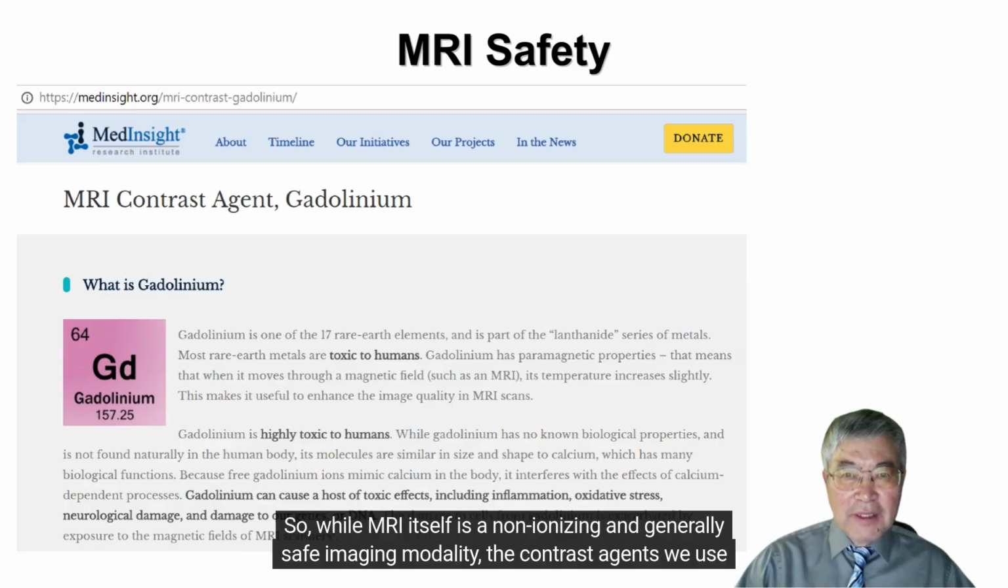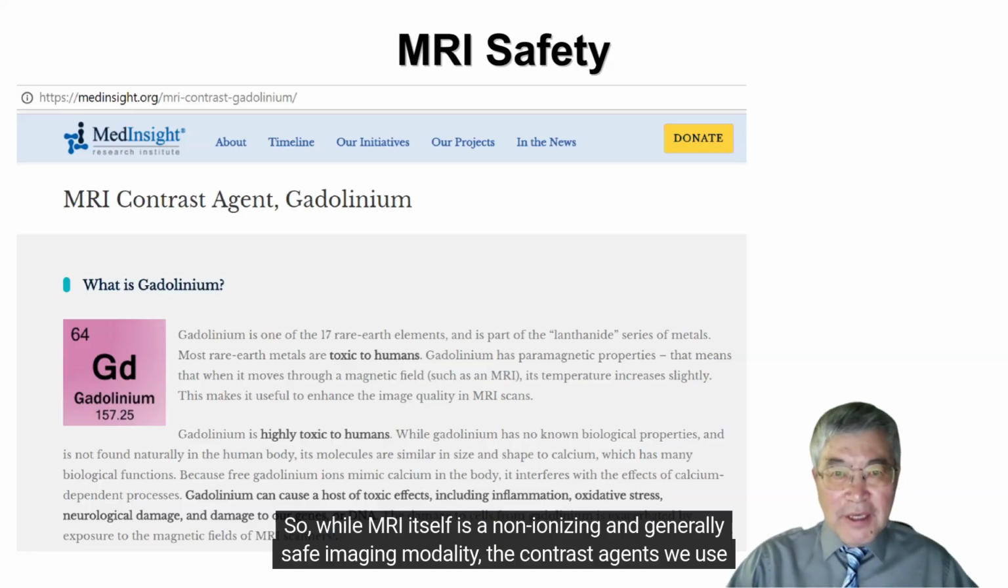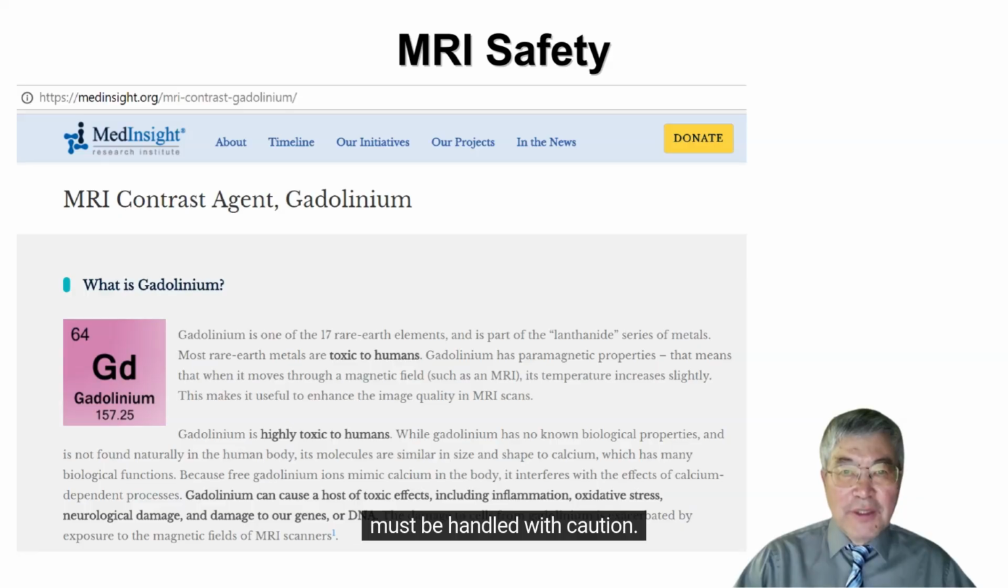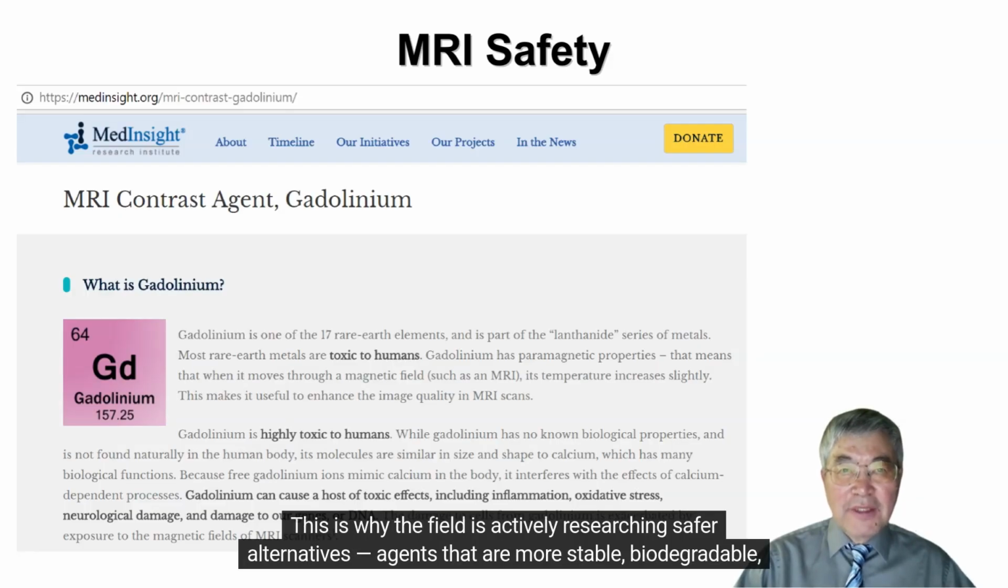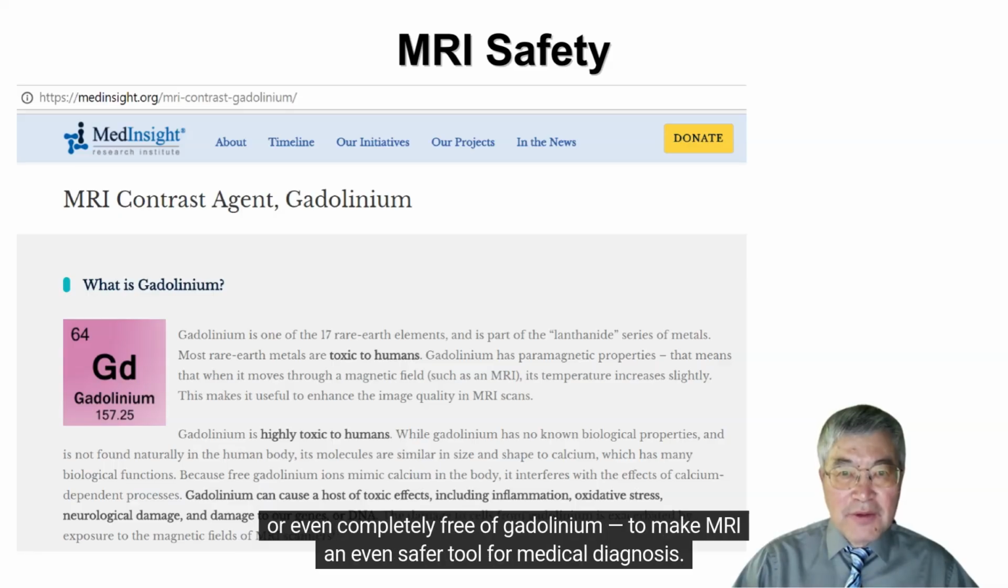So, while MRI itself is a non-ionizing and generally safe imaging modality, the contrast agents we use must be handled with caution. This is why the field is actively researching safer alternatives, agents that are more stable, biodegradable, or even completely free of gadolinium, to make MRI an even safer tool for medical diagnosis.